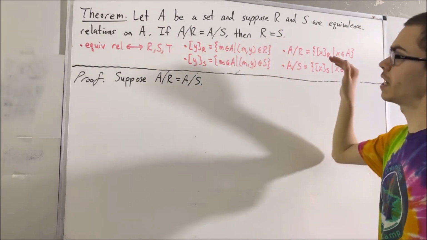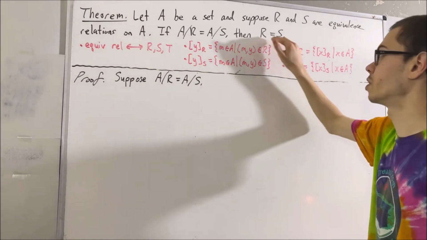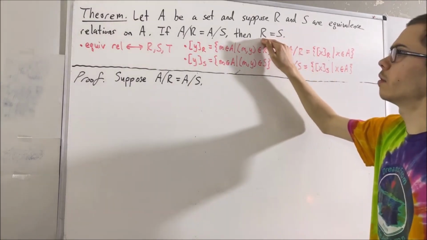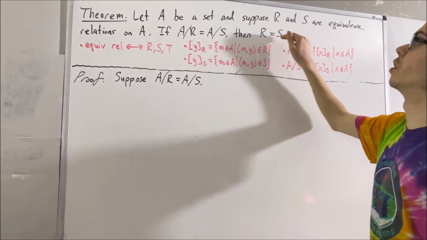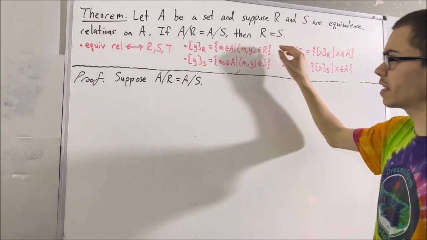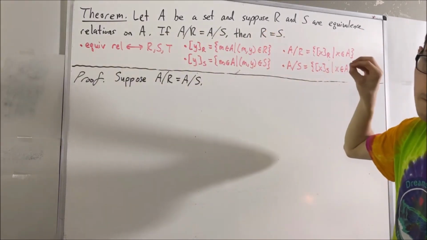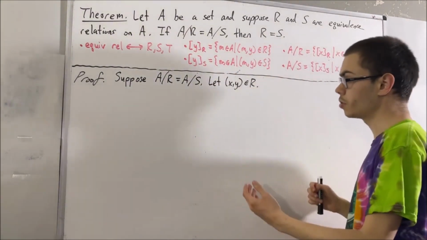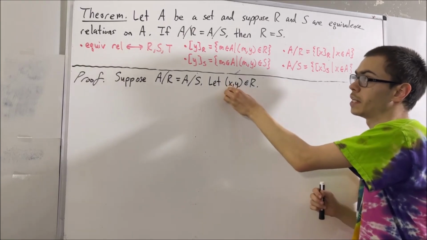And the way we can do that is we can show that everything in R is also in S, and everything in S is also in R. Let's start by showing that everything in R is also in S. To do that, give me an arbitrary element of R. I'll call it x comma y. And what we want to do now is show that x comma y is also an element of S.